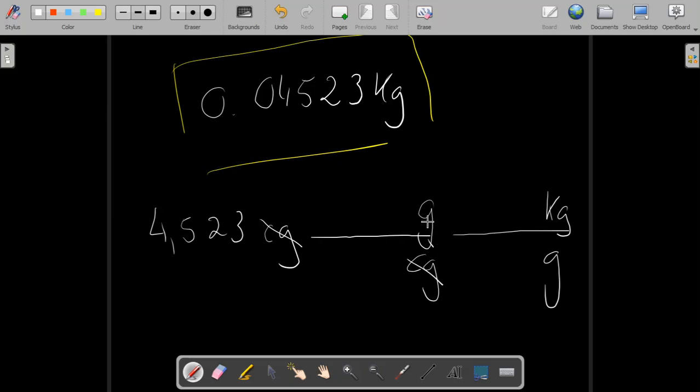This gets canceled because they are opposite one another. Multiplying here, dividing here, cancels, becomes 1. And you're left with the kilograms that you needed. Okay? So now I can think this through.